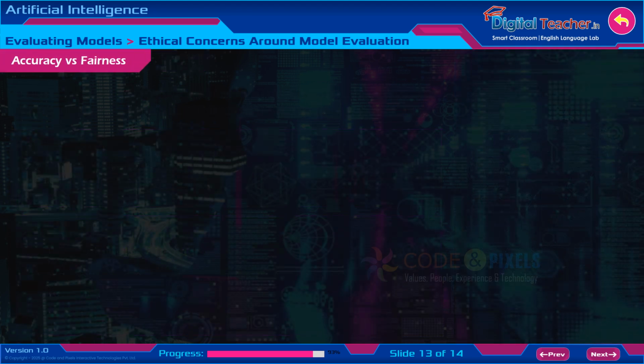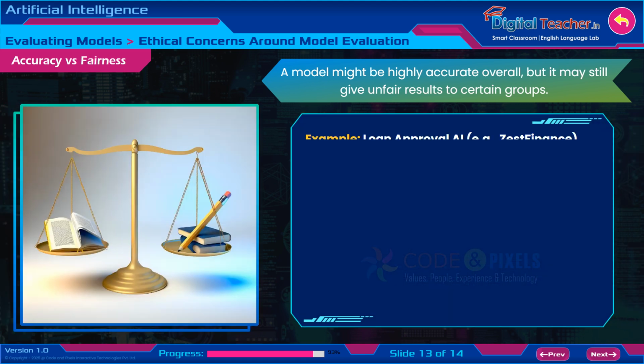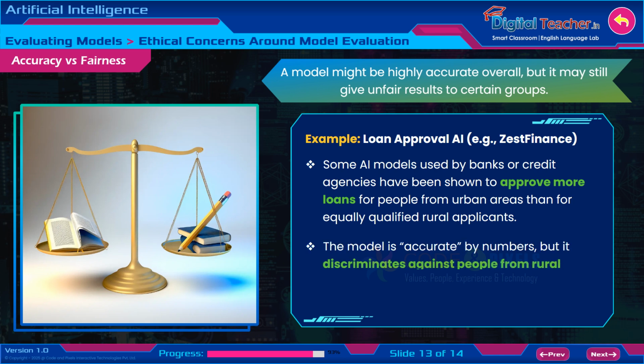Accuracy versus fairness. A model might be highly accurate overall, but it may still give unfair results to certain groups. Example: loan approval AI. Some AI models used by banks or credit agencies have been shown to approve more loans for people from urban areas than for equally qualified rural applicants. The model is accurate by numbers, but it discriminates against people from rural backgrounds.